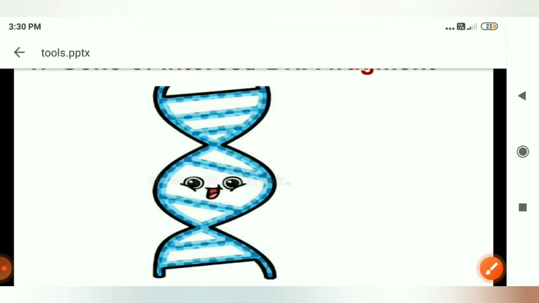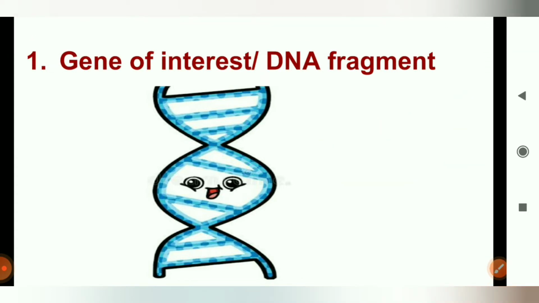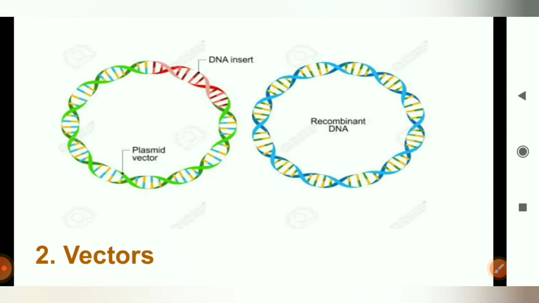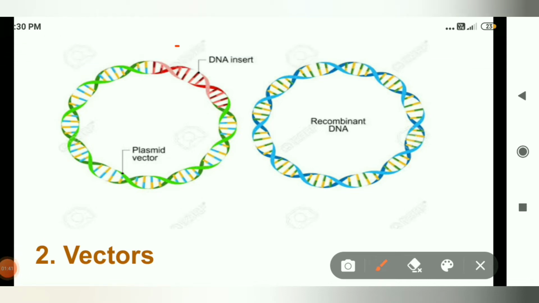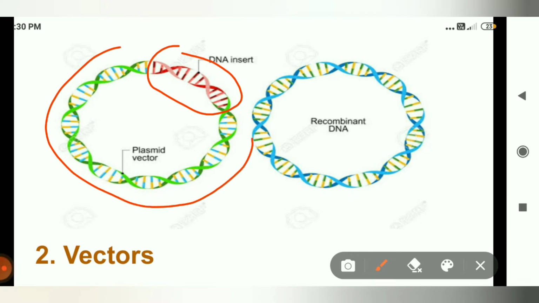After isolation of this DNA fragment from an organism, we ligate this DNA fragment into a vector. Here in red you can observe that the isolated DNA fragment will be ligated into the vector. So what are vectors? Vectors are nothing but vehicles which carry the DNA fragment into a host cell. When we ligate the DNA fragment into the vector, it is known as a recombinant DNA molecule. After the formation of the recombinant DNA molecule, we insert it into a host cell.